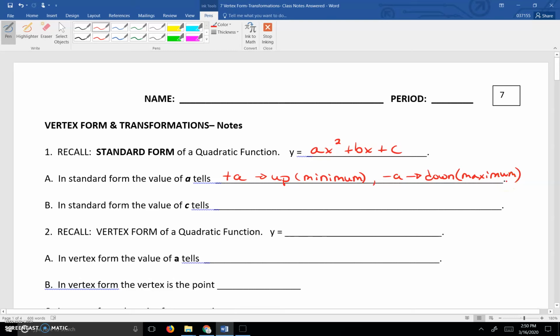Also in standard form, we can look at our c value. That constant at the end will tell us the y value of the y-intercept. In standard form, we don't have to know the x value because the x value is always 0. And that's in any form.